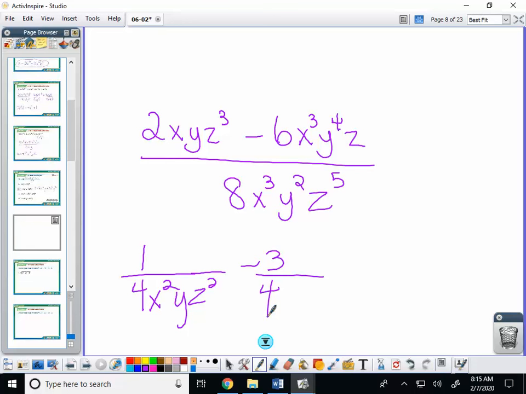X cubed divided by x cubed. So I'm going to cancel. And y to the 4th divided by y squared is going to be y to the 2nd. Where am I going to put y to the 2nd? On top. And z divided by z to the 5th, well, 1 minus 5 is -4, so where will z to the 4th power go? On the bottom.